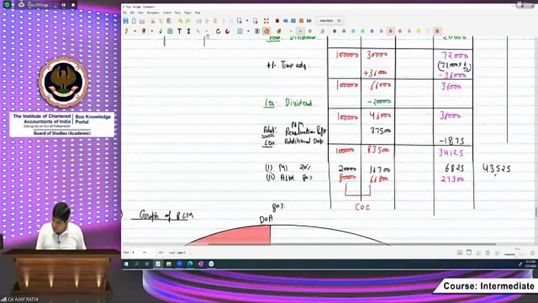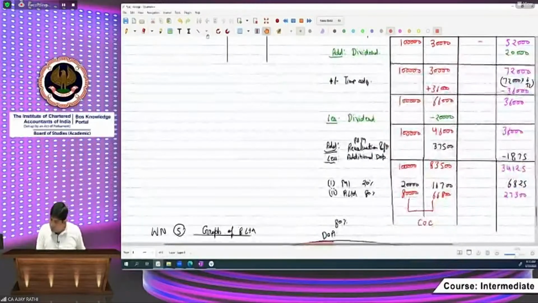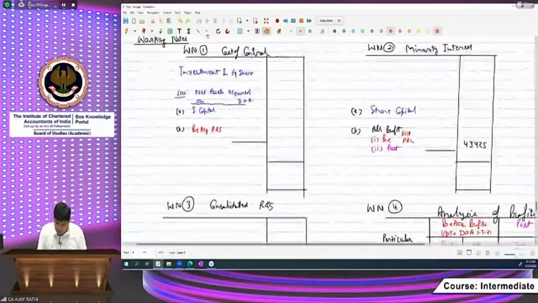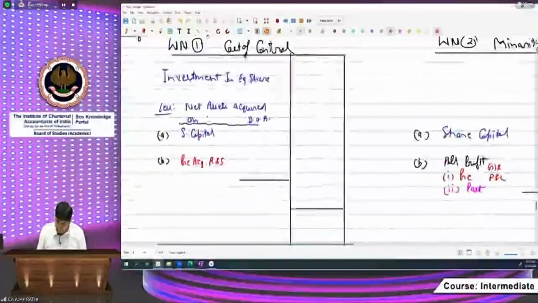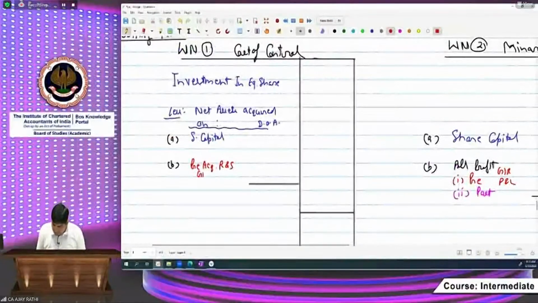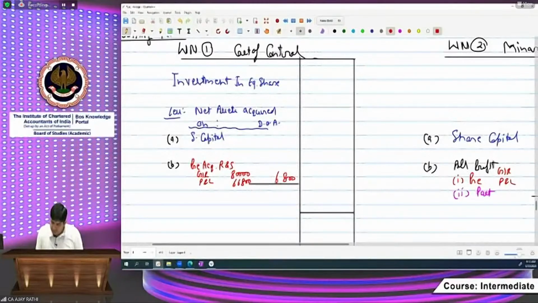Okay, now I am posting this 80,000 and 66,800 here. General reserve and then profit and loss. Yes, of course, 80,000 and 66,800. कितना हो गया ये? 6 और 8 14, 146,800. Okay, next one.